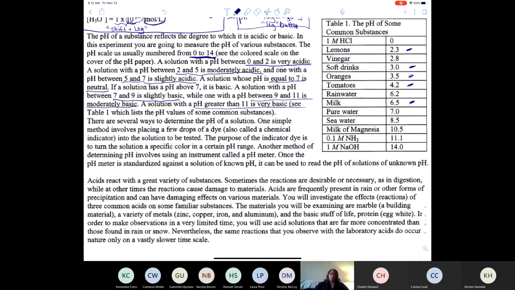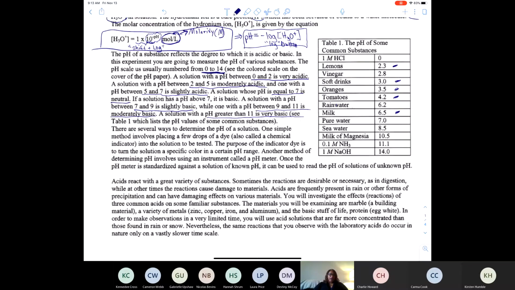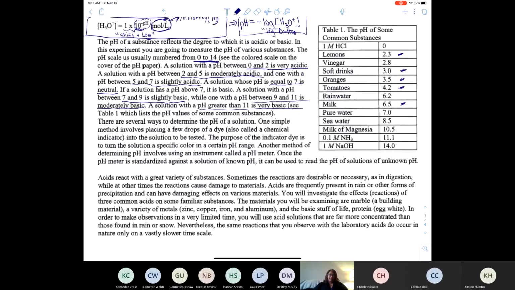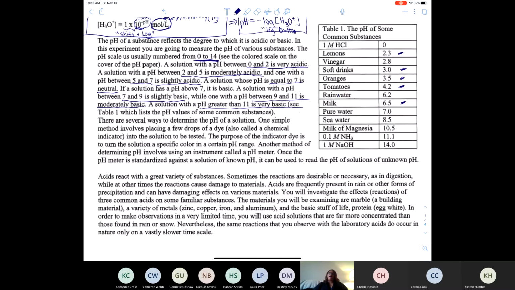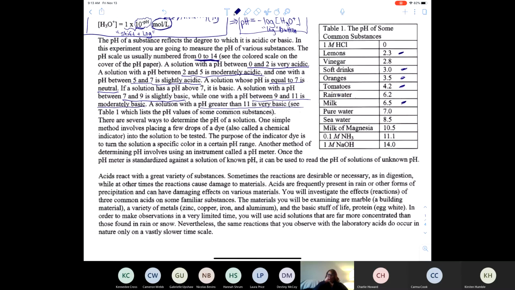Tap water is actually slightly acidic. Tap water has a pH of between 5.5 and 6.5, depending on where you are. But normally tap water will have a pH close to that of rainwater and milk, somewhere between the pH values of rainwater and milk. Seawater and ocean water, they're very salty. And so those ions dissolved in the ocean and seawater make seawater slightly basic with a pH of 8.5.